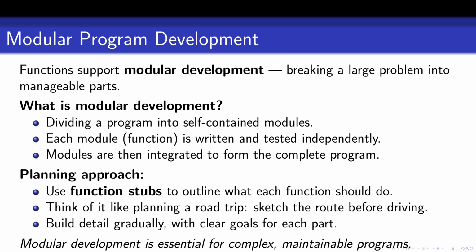To get started, you can define function stubs, simple placeholders that outline what each function should do. Even if they aren't fully implemented yet, stubs help you plan and structure your program effectively. This process is similar to sketching out a road trip before you start driving. You map the route first, then fill in the details. This mindset not only leads to cleaner and more scalable code, but it also helps you and others more easily understand how your program is organized and what each part is responsible for.